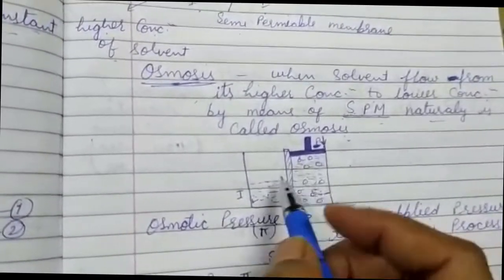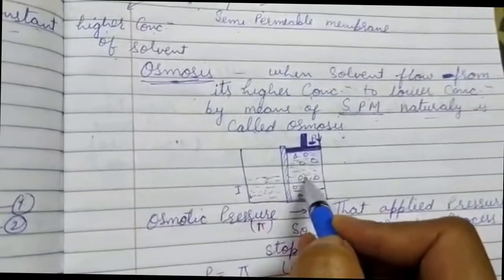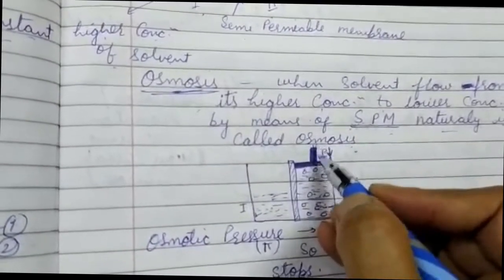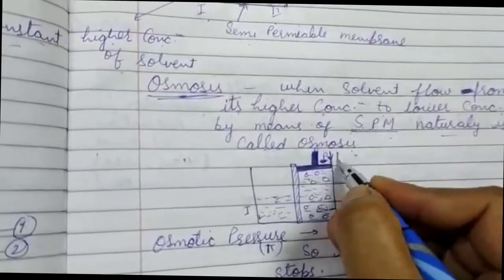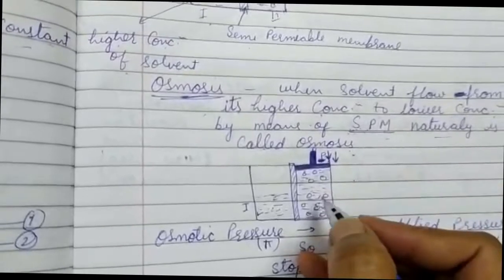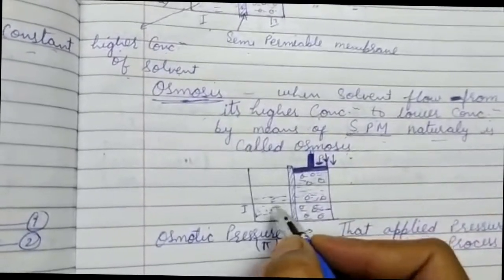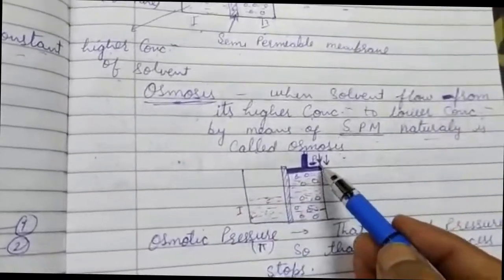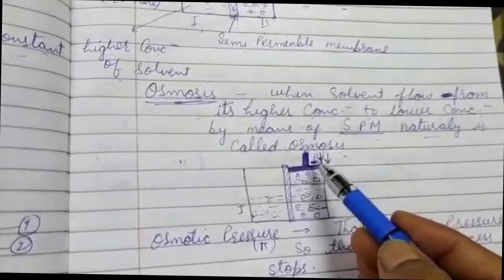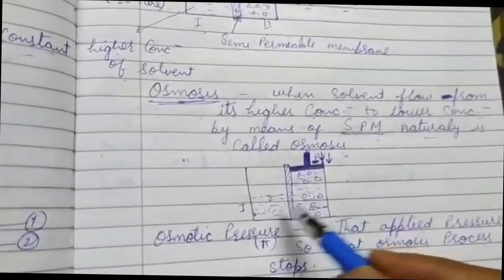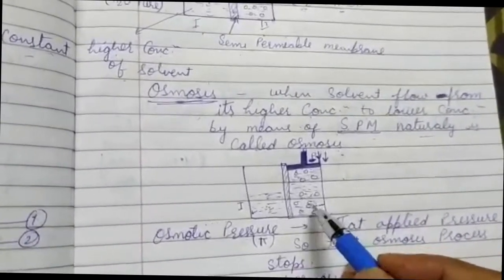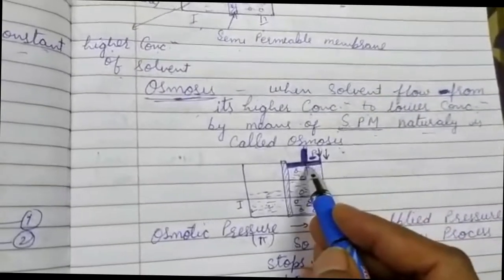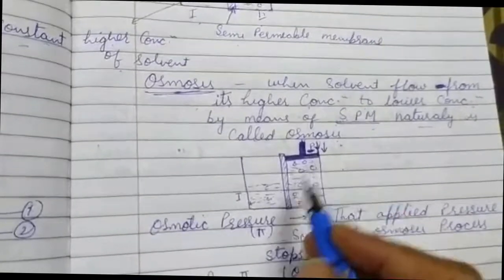Now what do we have to do to stop this osmosis process? We have to apply a pressure on this side. If we apply the pressure on this side, then the flow of water from this side to this side will stop. So this pressure which we apply to stop the process of osmosis, so that the water molecules will not flow from this side to this side, is known as osmotic pressure.